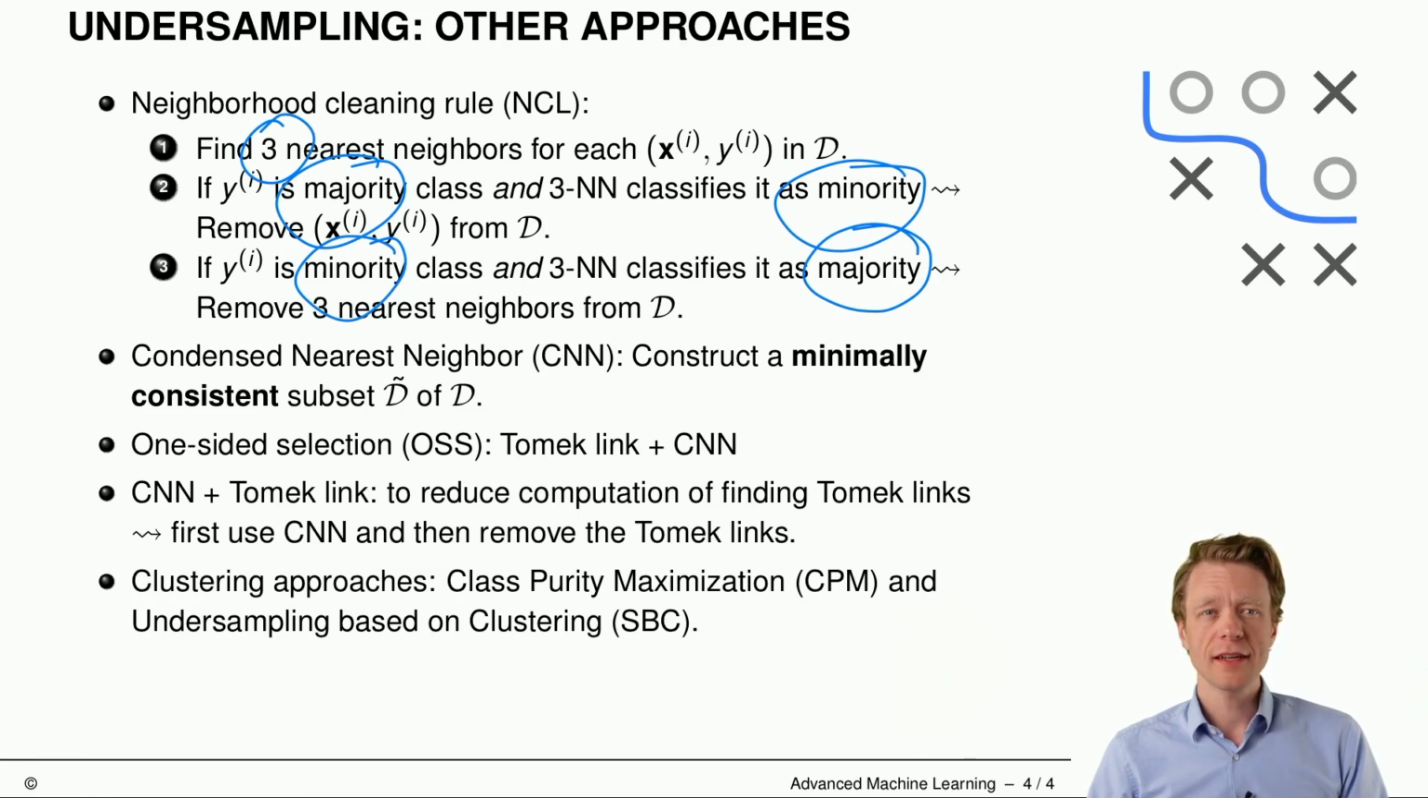Okay, then we have one-sided selection, that's Tomek link, and after that applying the condensed nearest neighbors, or we can do it the other way around, first condensed nearest neighbors and then Tomek link. And finally we have some clustering approaches. These are class purity maximization and undersampling based on clustering.